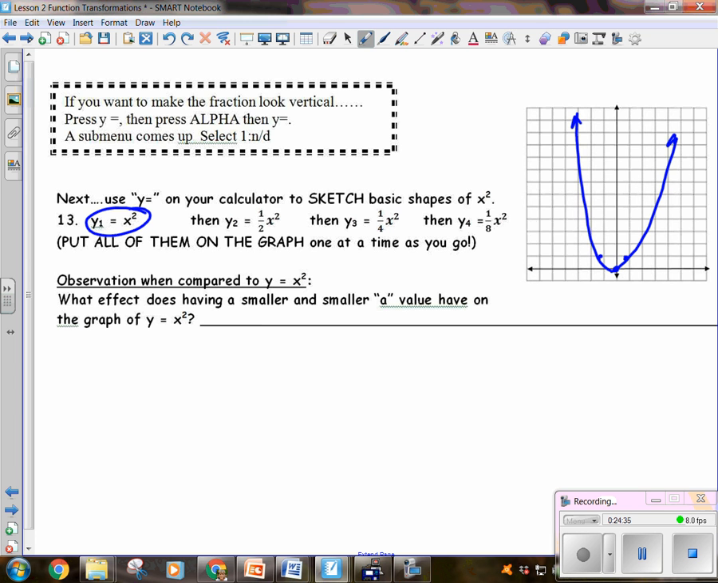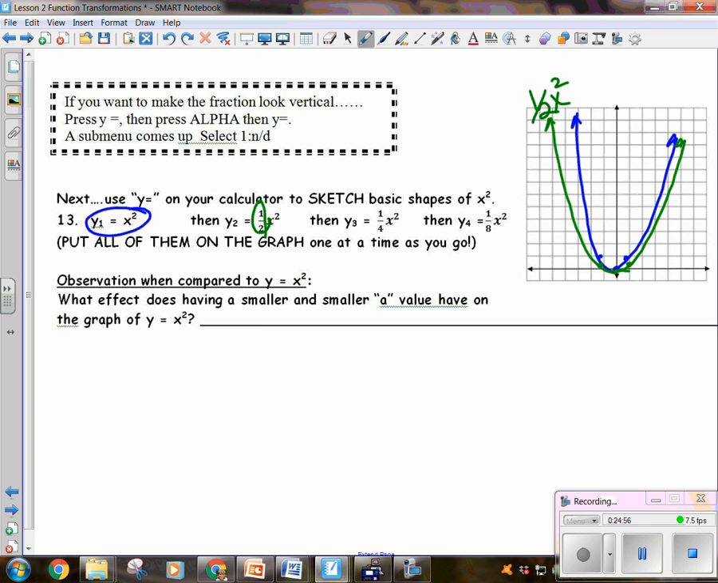What's going to happen when I put a half? We just did this one. So from the center, I'm going to come over 1 and only up halfway. That one got a little off track. So here's my green one, that would be like 1/2 x squared.